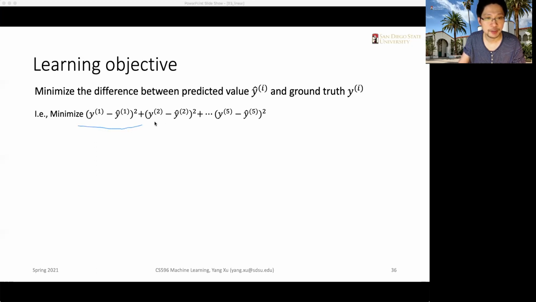this summation of squares. The first square is the difference between y1 and y hat 1. We compute the difference, compute the square of it, and sum up with y2 minus y2 hat, squared, and so on. So this is how we get all the distances here, and we sum up all the distances and try to minimize this formula.